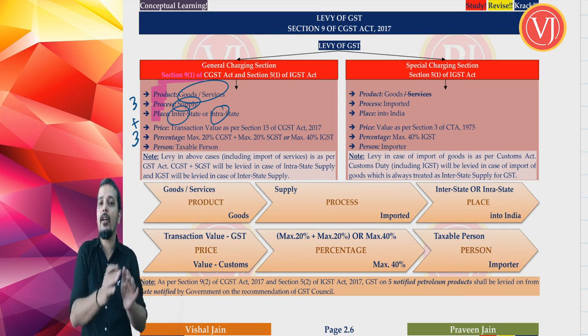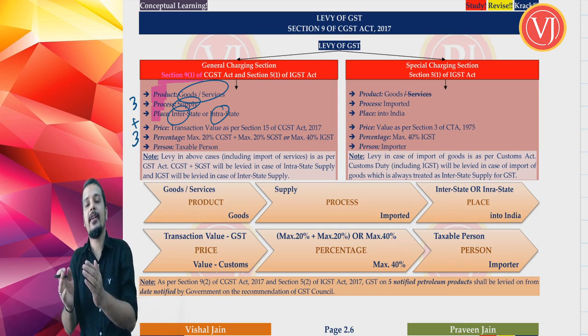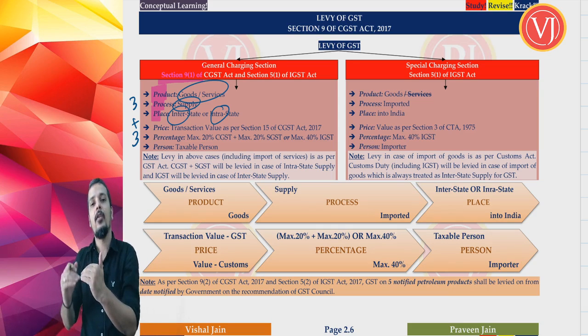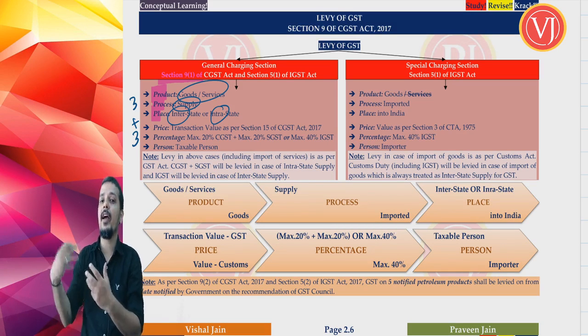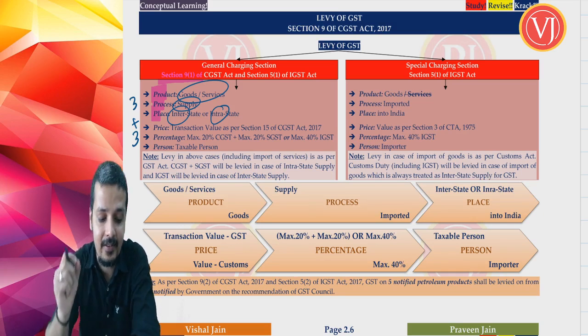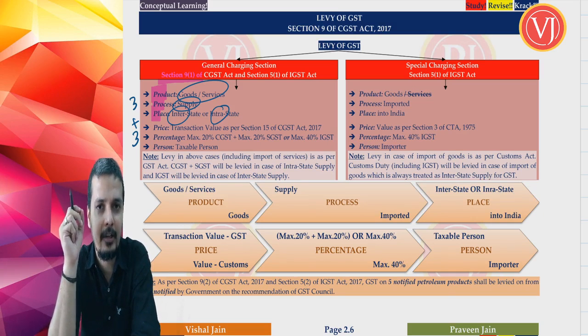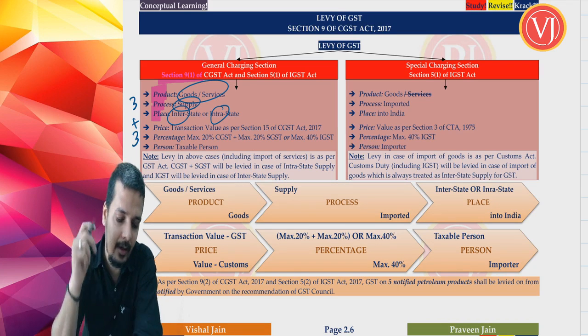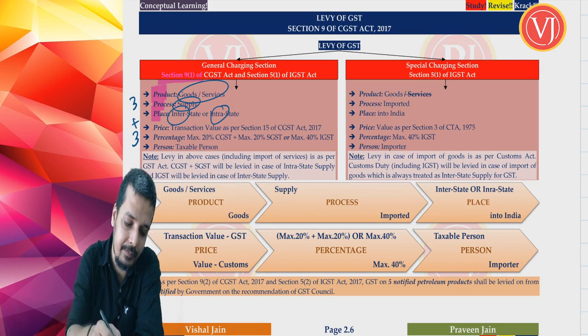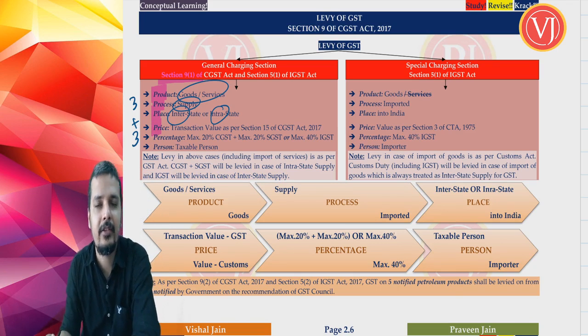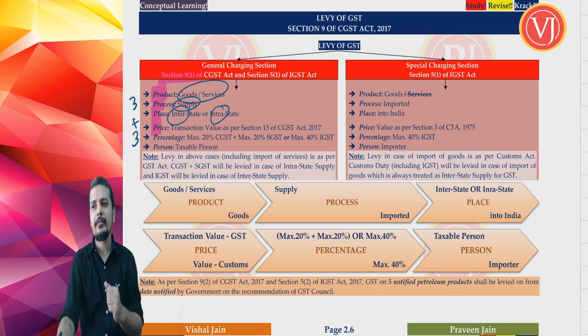Intrastate is within the state or within the union territory. Interstate is from one state to another state, from one union territory to another union territory, from one state to a union territory, or even between two countries, India and the other country. You are talking about interstate, right? So the first three P's are quite clear: product, process, and place. Now, once you satisfy the three P's, you are going to talk about valuation. So let us come to a logical point.